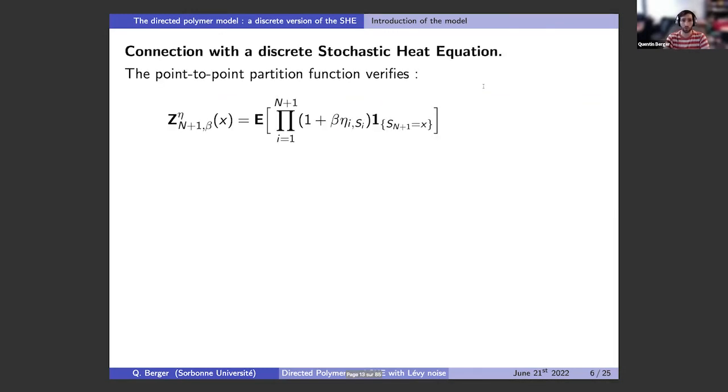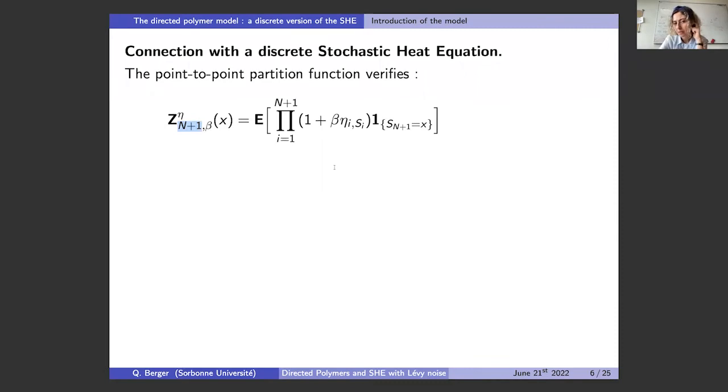Okay, so let me explain to you what is the connection with the stochastic heat equation. I said in the introduction that it could be considered as a discrete version of the stochastic heat equation. And here is how. Okay, so look at the partition function.